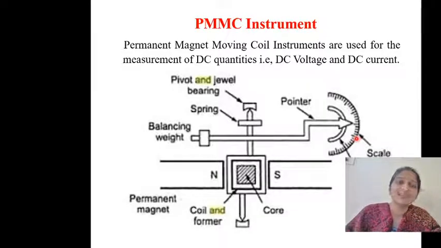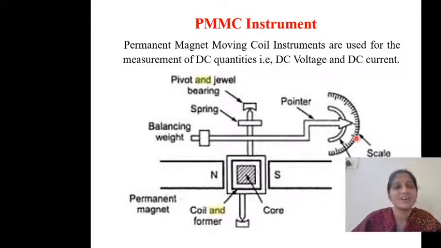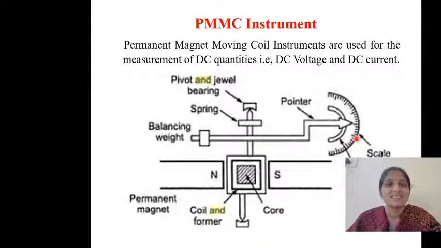Now let us look at the working principle. The working principle of the PMMC instrument is that it works on Lorentz force. So what is Lorentz force? You might have heard, it is a motoring principle. So what is the motoring principle? Whenever a current carrying conductor is placed in a magnetic field, it experiences a force. That force is called Lorentz force.